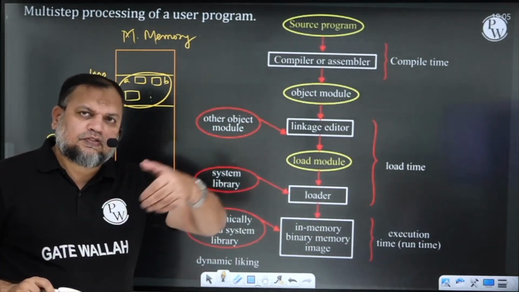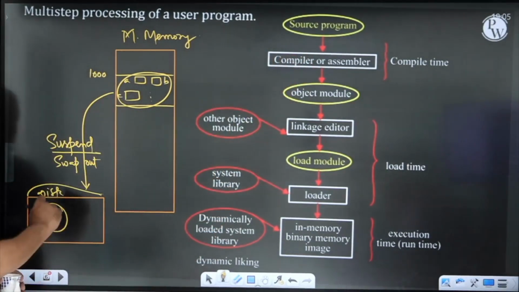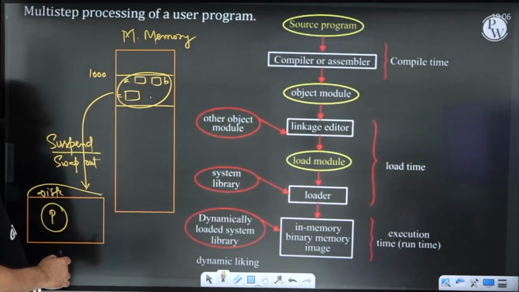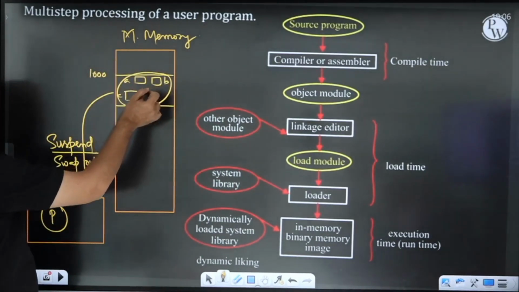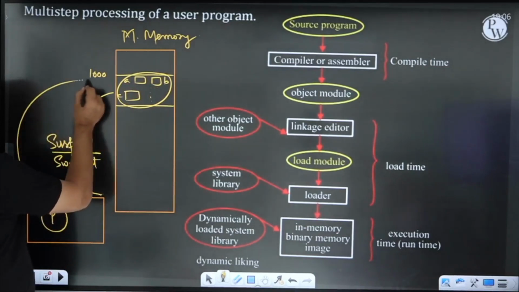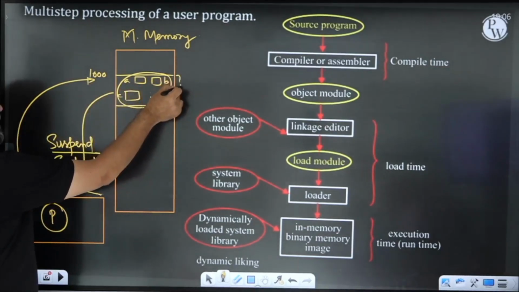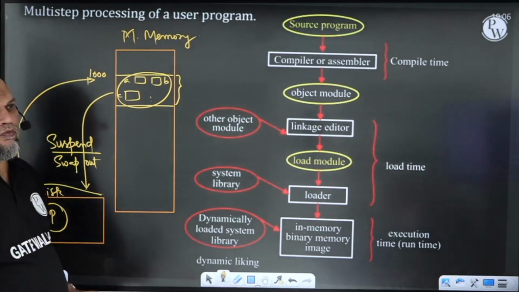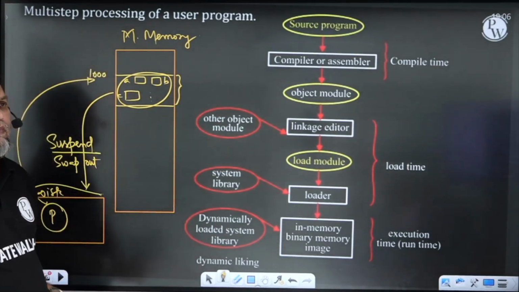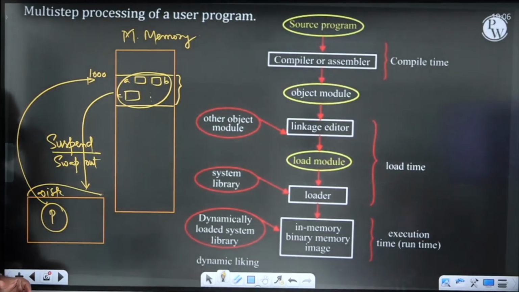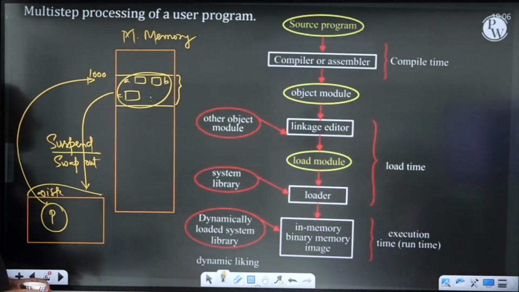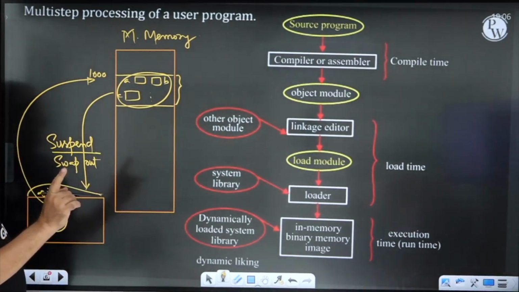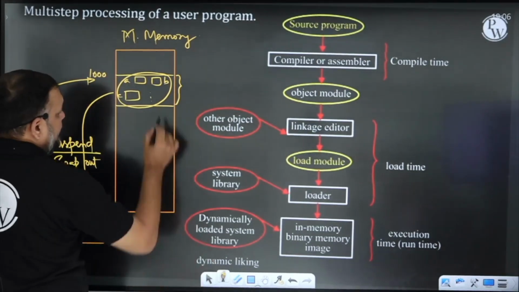if the operating system decides to swap the program back in, follow me carefully, with compile time and load time address binding, the condition is that the program should get into the same area of memory from where it got swapped out. Same area it should come. That's why it is called static. Addresses are static.